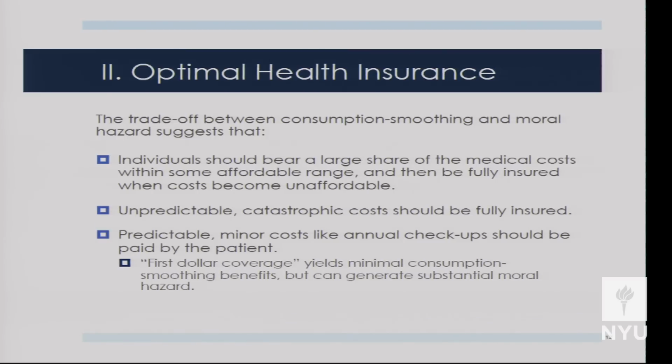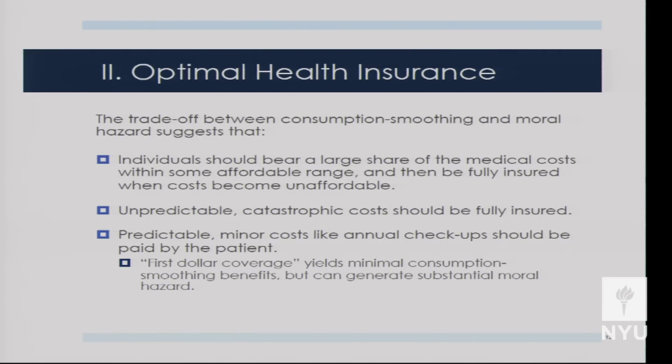So the trade-off between consumption smoothing and moral hazard suggests that individuals should bear a large share of the medical costs within some affordable range that they can consumption smooth on their own for, and that they should be fully insured when costs become unaffordable. Unpredictable catastrophic costs should be fully insured, something like a heart attack, right? Something like getting hit by a bus. That should be fully insured.